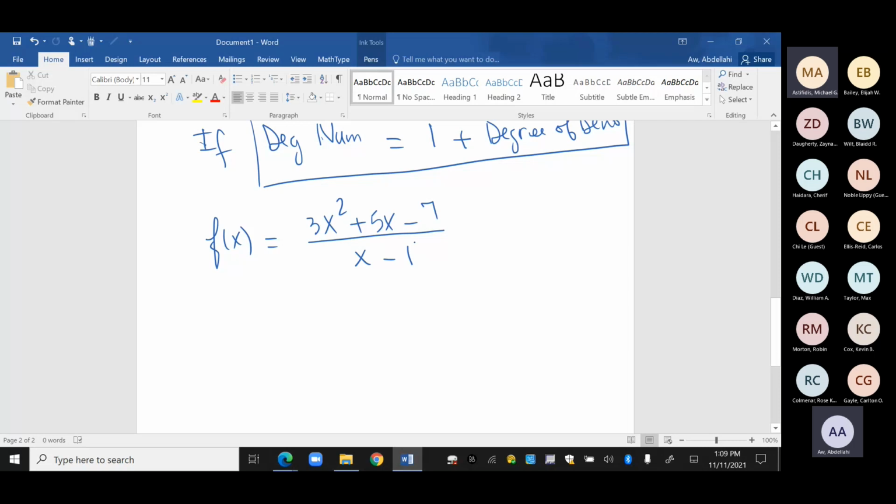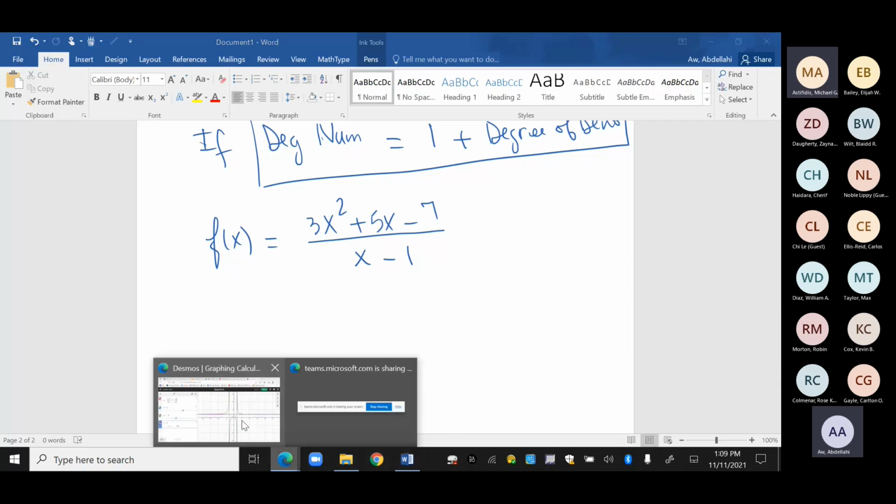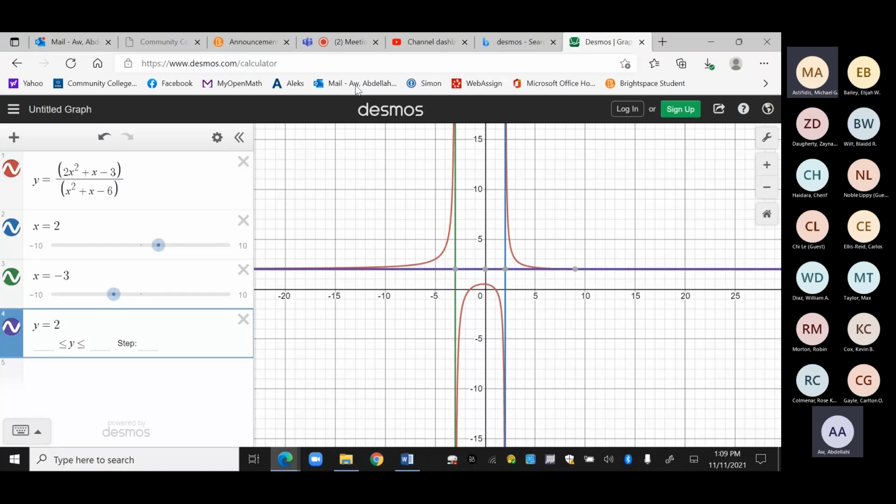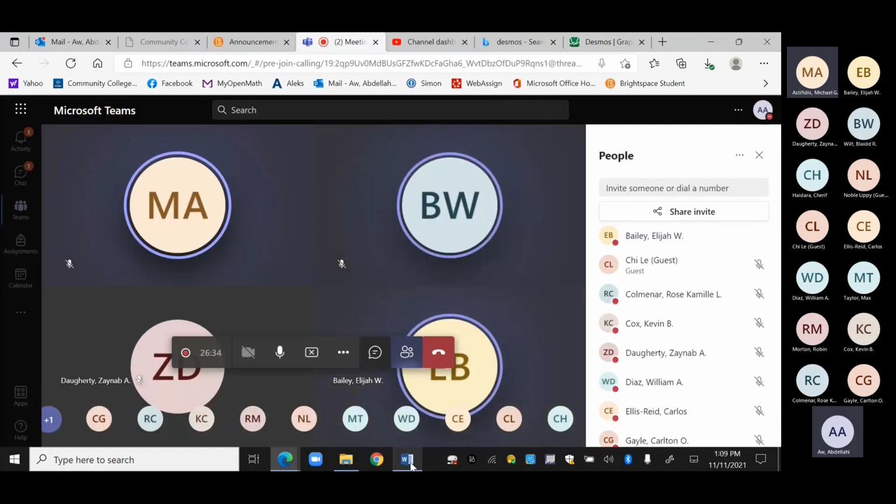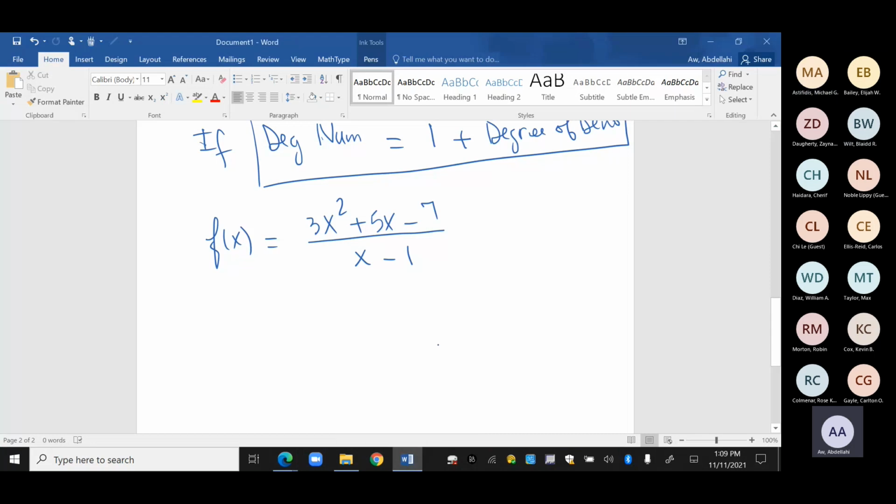What is the degree of the numerator? It is 2. What is the degree of the denominator? It is 1, right? You see, the numerator has one more degree than the denominator. So we have a slanted asymptote. This is 2 here, and this is 1 here.